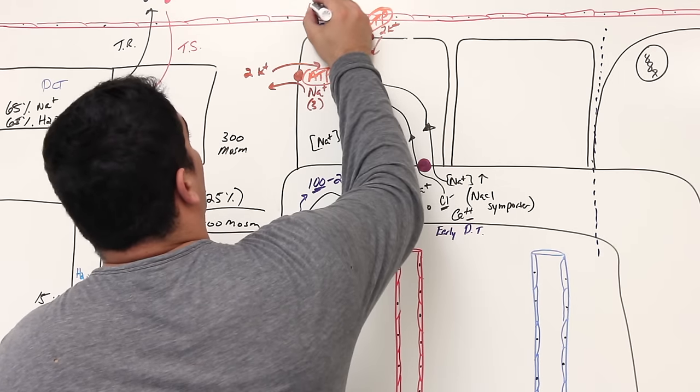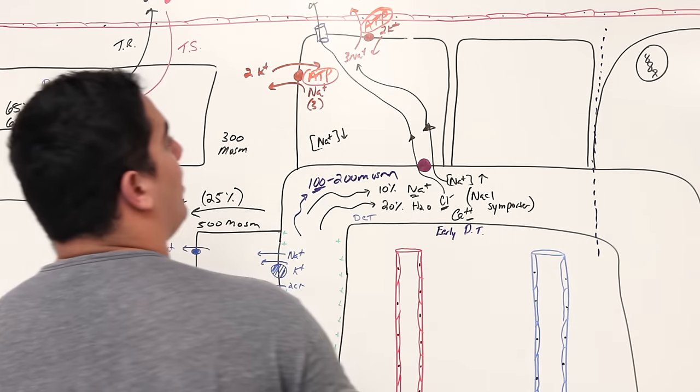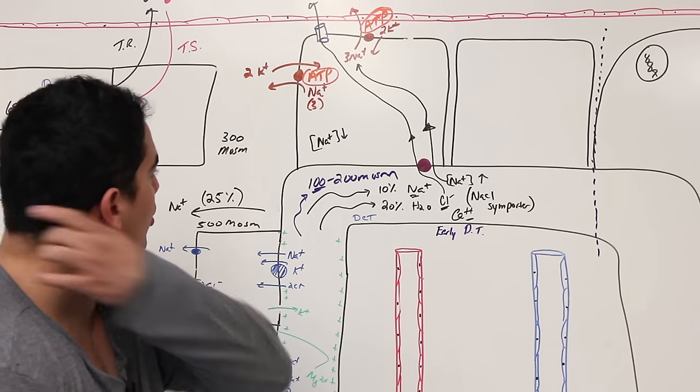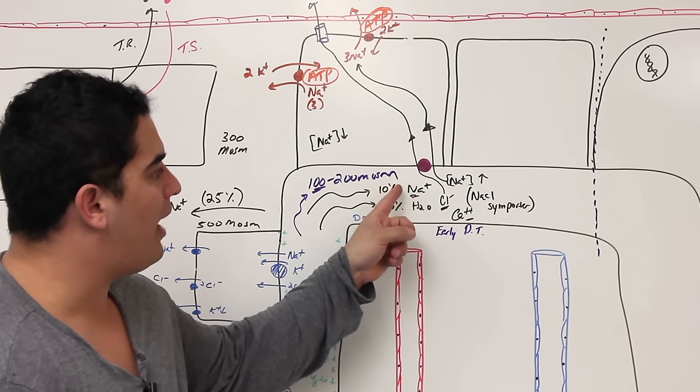So look at that. We can get the chloride ion into the blood, and we can get some of these sodium ions into the blood, right? So it's a pretty cool mechanism right there. Okay, so again, what can happen in the early distal tubule? Some of this sodium, there's 10% remaining.